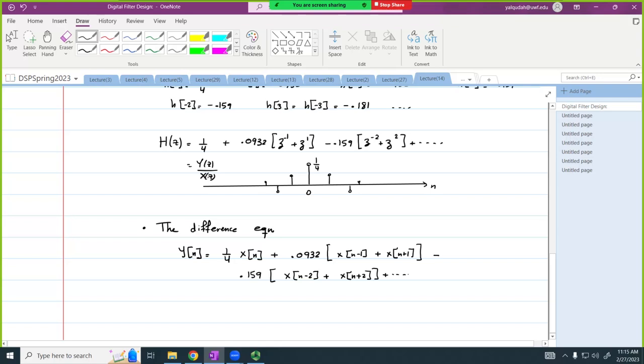And therefore, Y of z is going to equal X of z multiplied by 1/4, X of z multiplied by 0.09 z to the negative 1, z to the 1, negative 0.15, etc. And if we take the inverse z transform, it's going to give me this expression.